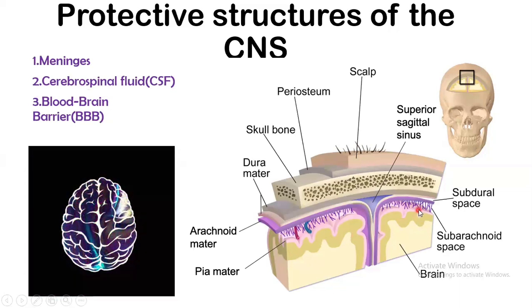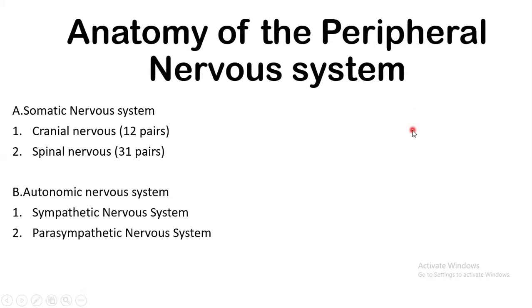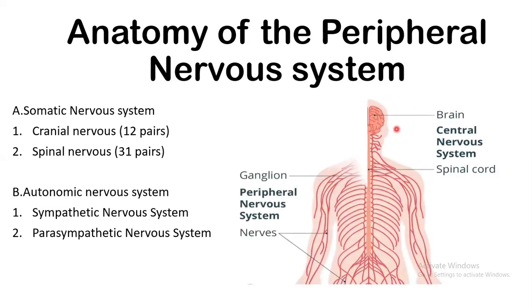So in between these areas, you can see the subarachnoid space and the subdural space. Now let's move on towards the anatomy of the peripheral nervous system. Our peripheral nervous system has two main components: the somatic nervous system and the autonomic nervous system. The somatic nervous system is divided into cranial nerves and spinal nerves.